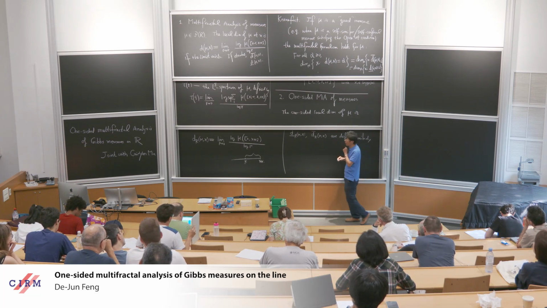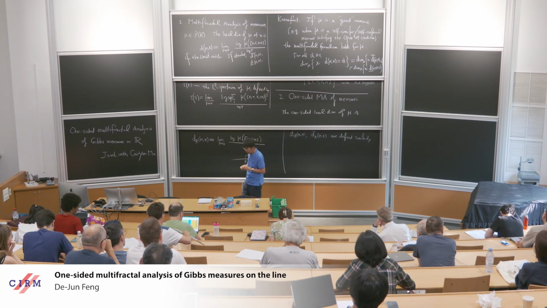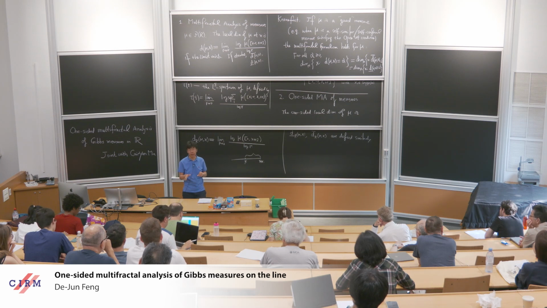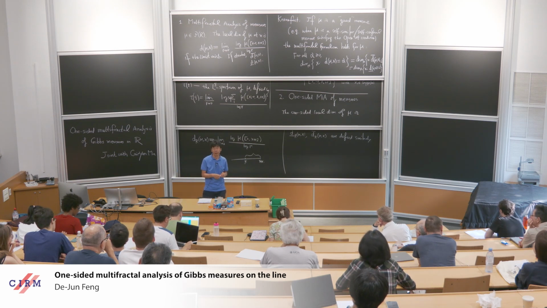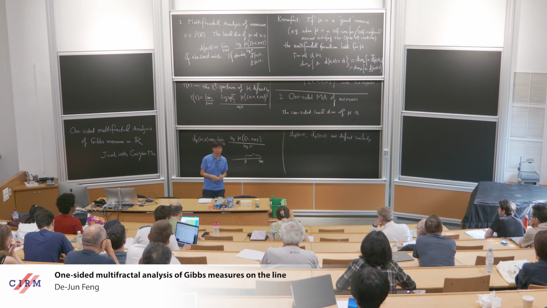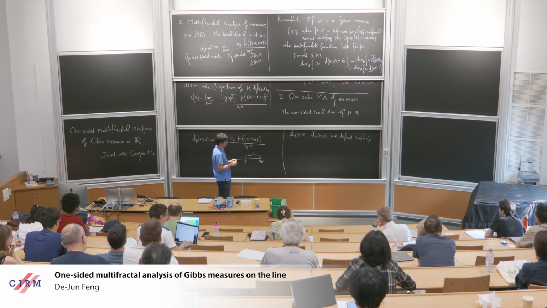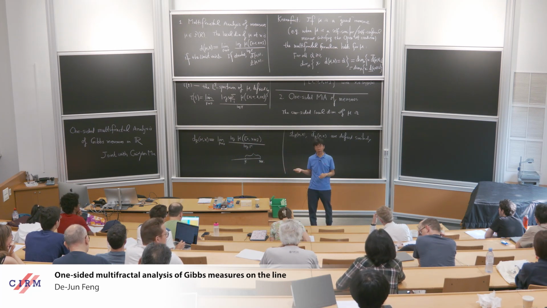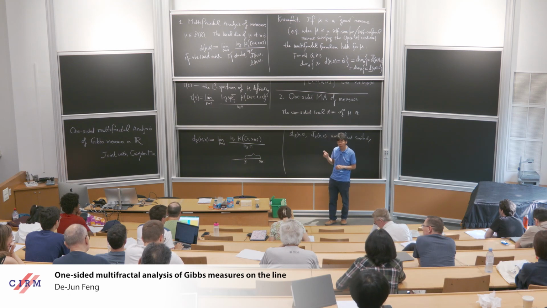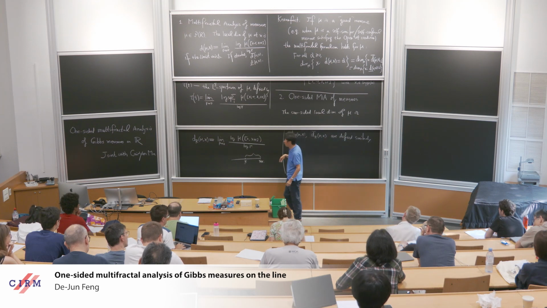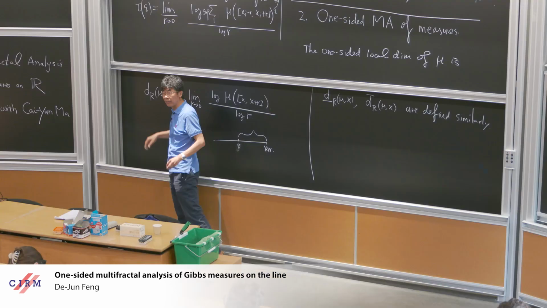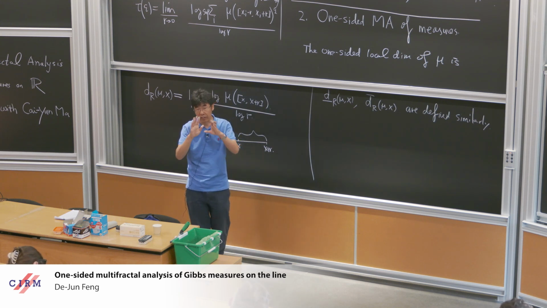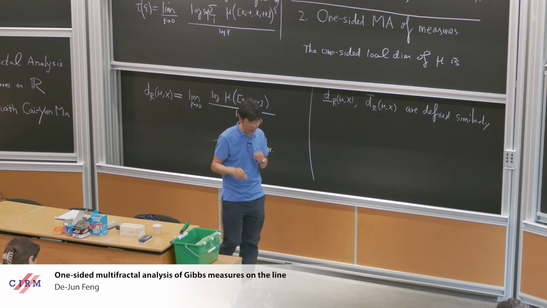So this is a natural question. One would like to know whether or not one-sided local dimension will share the same property as local dimensions. There is one general result that says for all probability measures on the real line, for almost all points x, the local dimension and the one-sided local dimension coincide for almost all mu. So this is known.